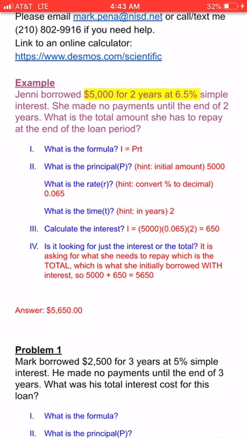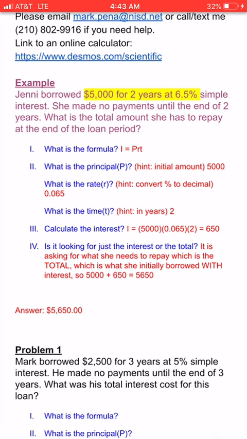And also, what is the time? T means time. How long was it? 2 years. It's always going to be in years. Okay, so what is our interest formula? 5,000 for the principal. That's how much she originally borrowed. Times 6.5%, or right here it says 0.065, times how many years? 2 years. And it says 650.